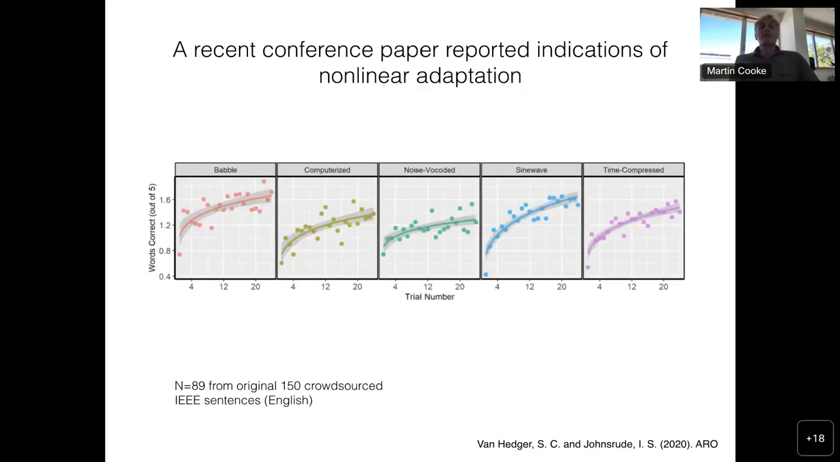Now, more or less the time that we were doing the study I'm going to talk about in a moment, there was a conference paper which reported the first indications of something other than linear adaptation. So this was non-linear adaptation from Van Hedger and colleagues. This was not just for distorted speech, but also for computer speech and speech in noise, speech in babble. You can see a clear non-linearity in those cases.